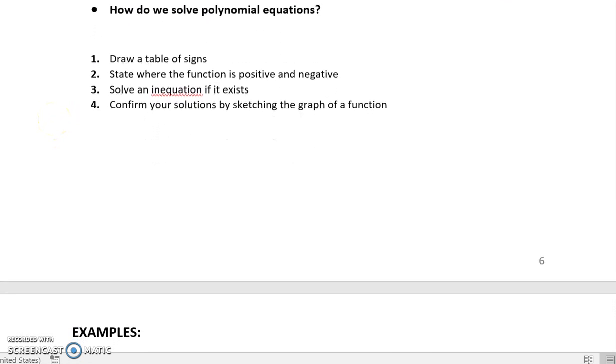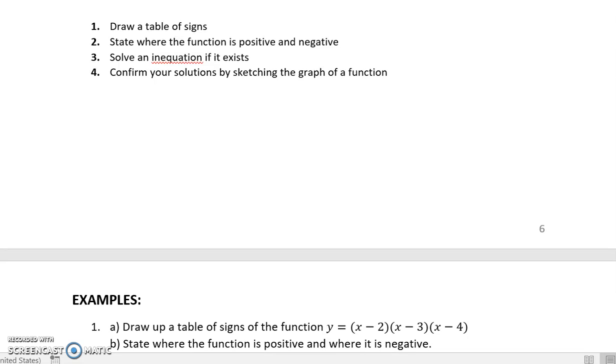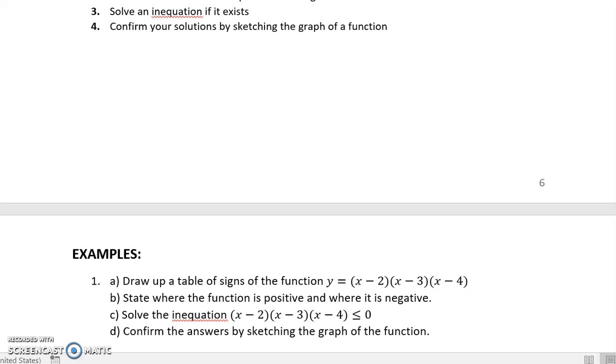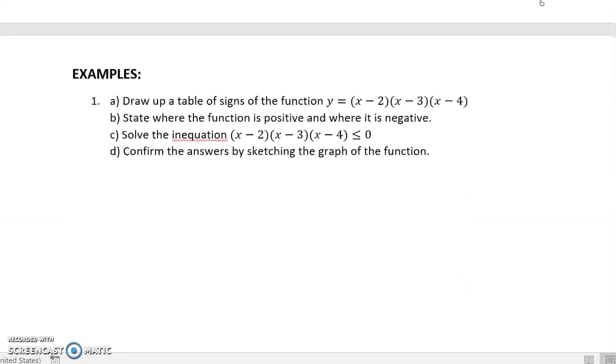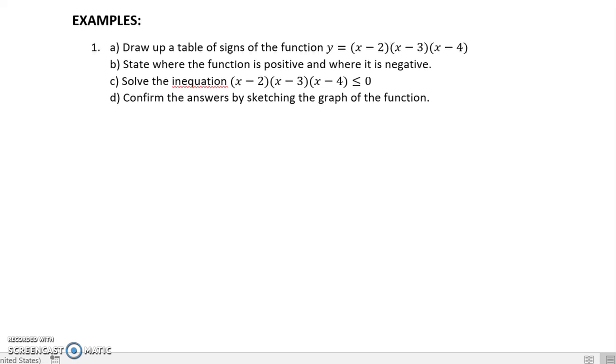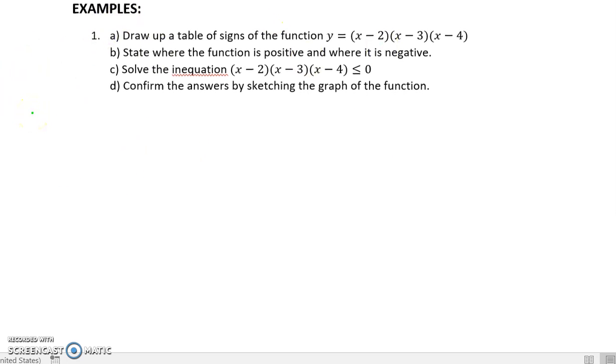So to solve polynomials, we engage in these 4 steps. You have to draw a table of signs, state where the function is positive and negative, solve an inequation if you've got one, and then confirm by sketching. Not always will you need to sketch, but a lot of the time you'll want to. Okay, so to start off with, let's have a look at this problem. Again, these problems are very similar to the ones in your text. I believe they're pretty good examples to start with, so if you get stuck, you can have a look at your text as well. First question, it says draw up a table of signs of this function.